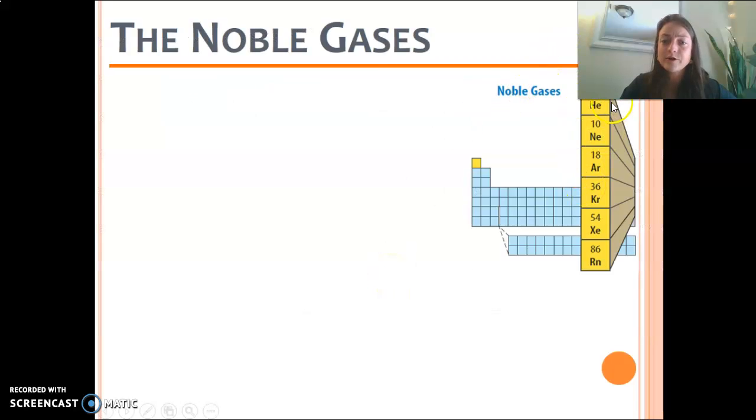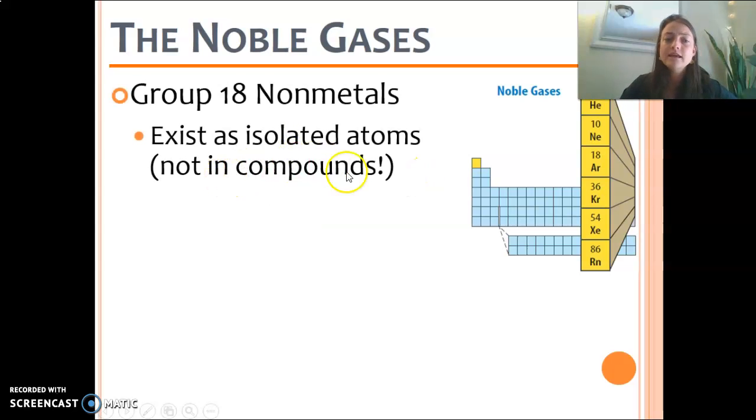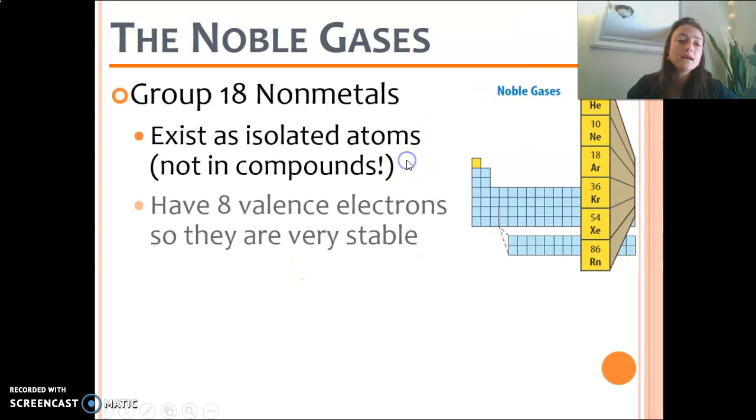And last but not least is our noble gases. So these are to the far right of your periodic table, and it's going to start with helium in our first period. These are group 18, they're nonmetals as well, and they exist as isolated atoms. That means that they do not like to combine with other things, and they don't form compounds. So they actually just hang out by themselves. And the reason is that they have filled up that outer shell of valence electrons. So I said that any particular element can have 8 valence electrons in the outermost shell. That's as many as they can hold.